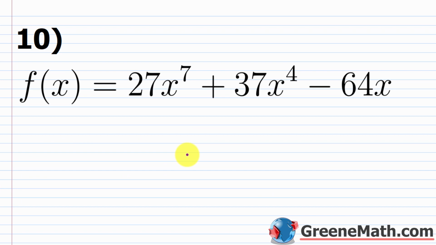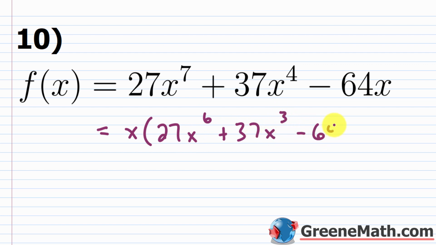All right, for problem 10, we have f of x is equal to 27x to the 7th power plus 37x to the 4th power minus 64x. All right, in this situation where you do not have a non-zero constant term, what I would do is factor. The reason you're going to do that is because the number 0, which is not positive and not negative, is going to be a 0 or a root here. So let's show that by saying that we have x times the quantity 27x to the 6th power plus 37x cubed and then minus 64.